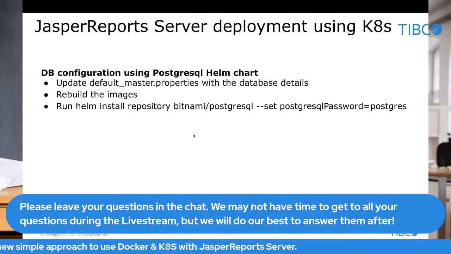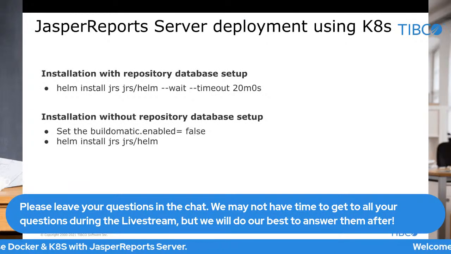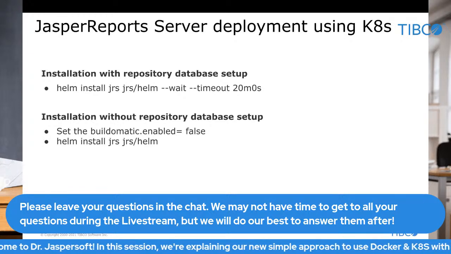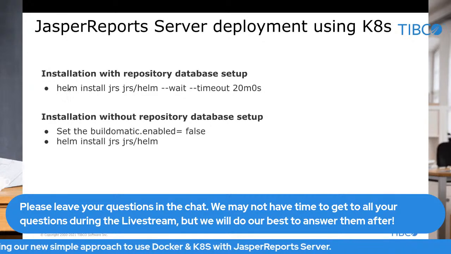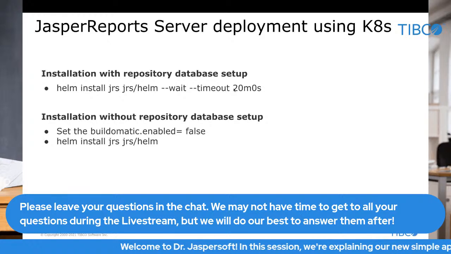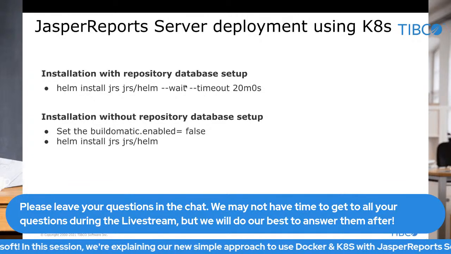So once your database is ready, now you can deploy your application. There are a couple of ways to deploy the application as well. Let's say you don't have any repository database available, and you wish to install it from scratch. What you could do is use the Helm charts that are available under our folders. You could use the helm install JRS command and provide the wait and timeout as arguments. And why we need it, because the database configuration may take up to 15 to 18 minutes, and that's why we are providing the timeout as 20 minutes here. So what it will do, it will configure your database, and then it will start your JRS application.